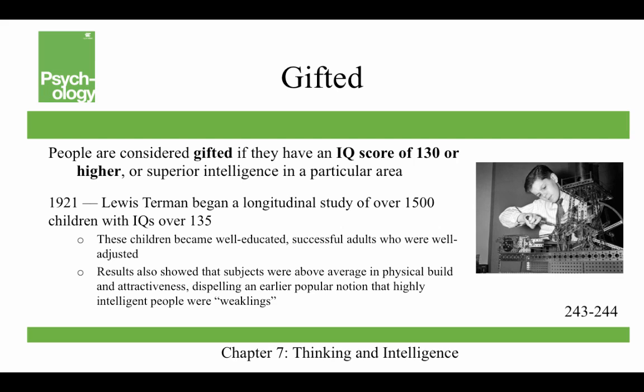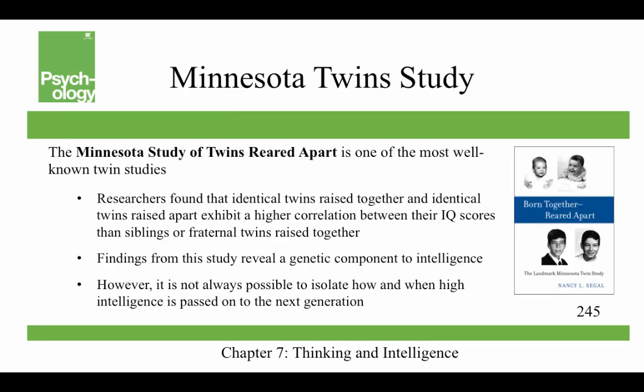And there's been a number of books that were written about the findings from this study. But one of the things they found, so prior to Terman's research, there was a theory that was called early ripe, early rot, that very intelligent children would essentially burn out in their 20s and just become failures. And what Terman found is that the children became well-educated, successful adults who were well-adjusted psychologically. And the results also showed that the children were above average in physical build and attractiveness, and that dispelled an earlier popular notion that intelligent children were essentially weaklings.